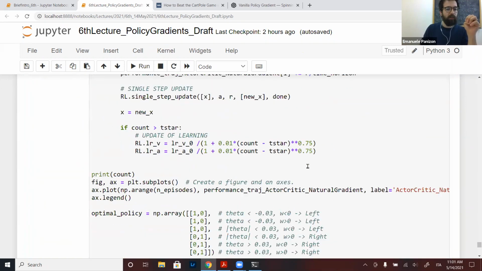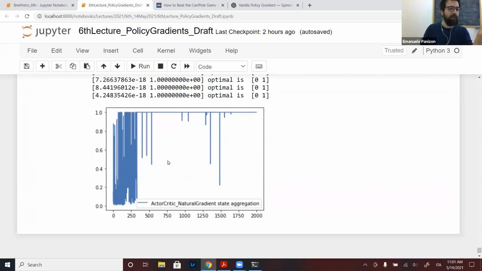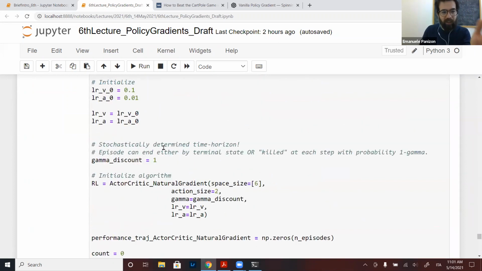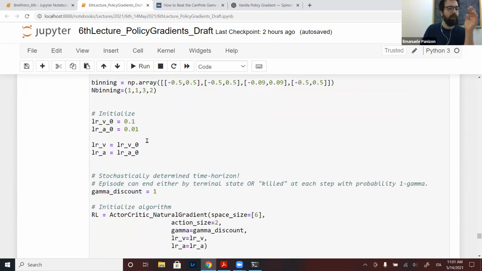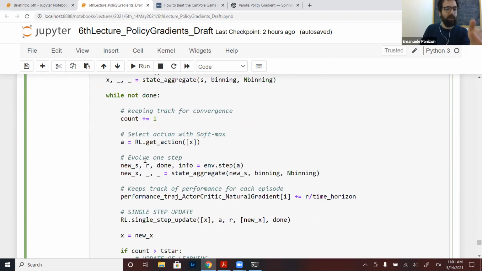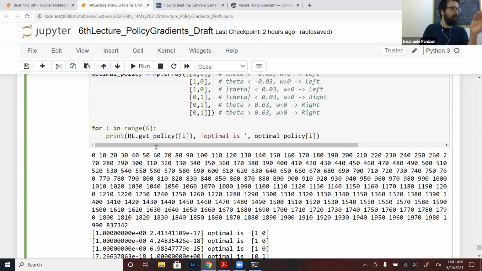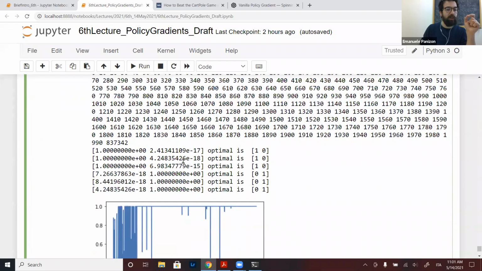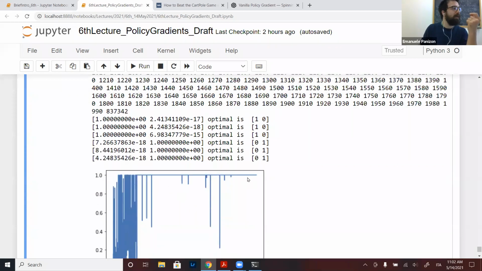This was actor critic with a natural gradient, and you can see that it learns. I will not do it again, I apologize, but it's the same as always. So, doing episodes, I'm creating the binning, I'm creating the algorithm. I've done exactly the same as before. There is only one line which has changed, and the performance is such. You can see that now performance is actually 1001. It's a much faster convergence, and indeed it's basically always optimal.